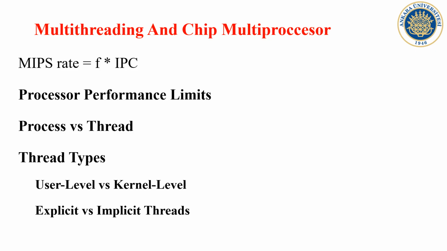Threads can also be classified as explicit or implicit. Explicit threads are created by a programmer or operating system, which is the most common approach today. Implicit threads are automatically extracted by the compiler or hardware from a single program to increase parallelism without programmer involvement. In summary, multithreading improves performance by increasing parallel execution while avoiding the complexity and power cost of more aggressive hardware design.